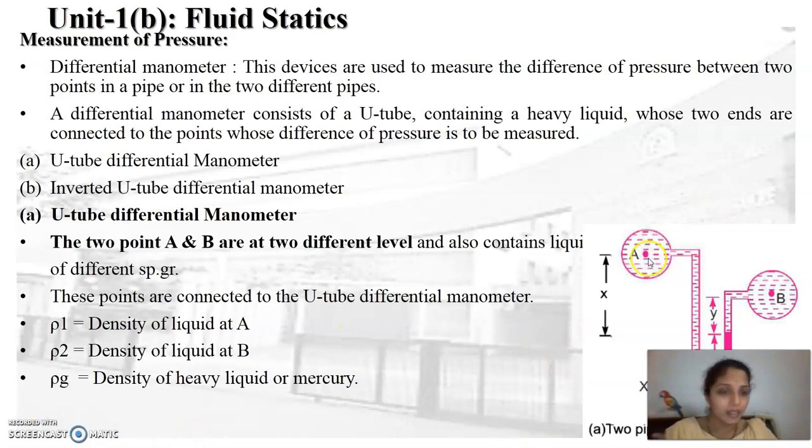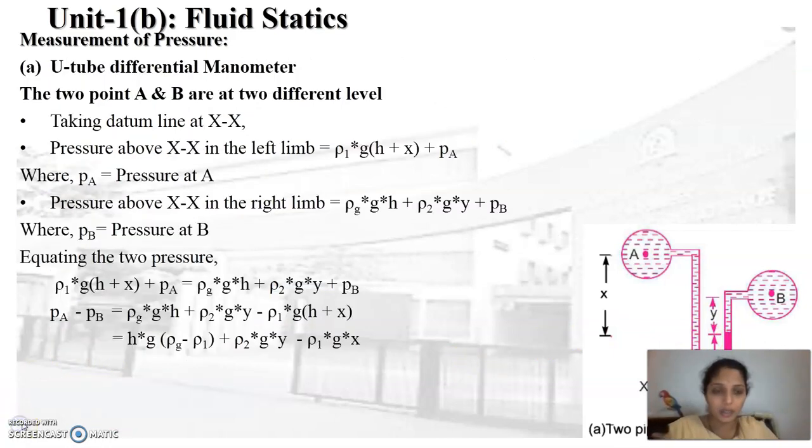See the diagram. In the diagram A and B are the two points whose pressure difference is to be measured. It contains the heavier liquid in the U part. So here XX is considered as the datum line. Above that datum line we are considering the pressure. With the hydrostatic law we can write the equation for the left limb and the right limb. Pressure in the left limb we can obtain as rho 1 G into (H plus X) plus PA.